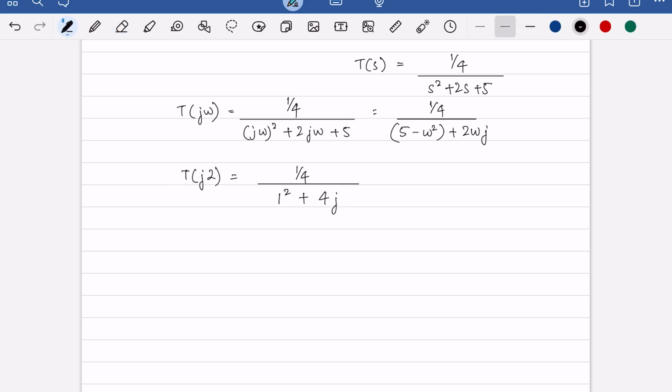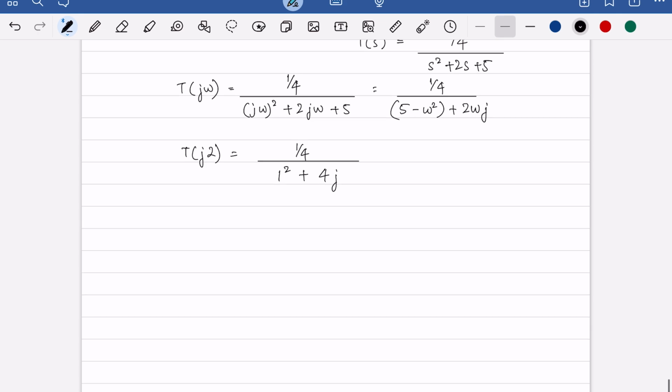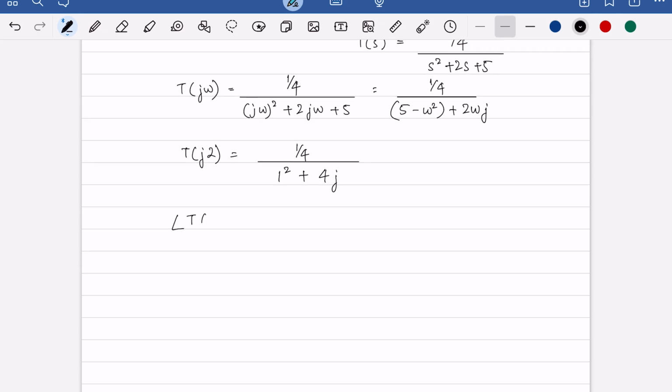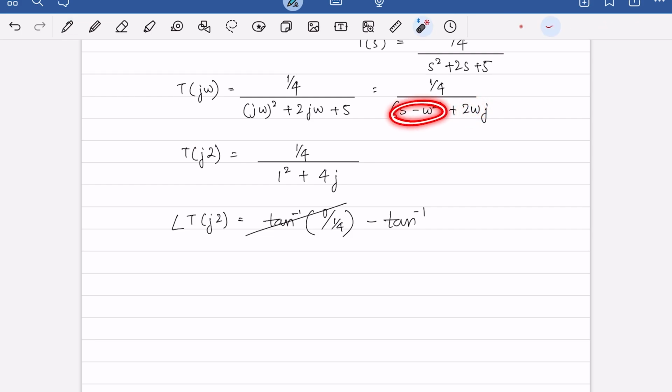So it's basically T of j omega with omega substituted as 2, and the phase angle is given by the difference of the tan inverse of the complex part, being 0, divided by the real part, being 1/4, which goes to 0, minus tan inverse of the complex part divided by the real part. So 2 omega, which in this case is 4, over the real part, 1. And this gives me minus 1.32.